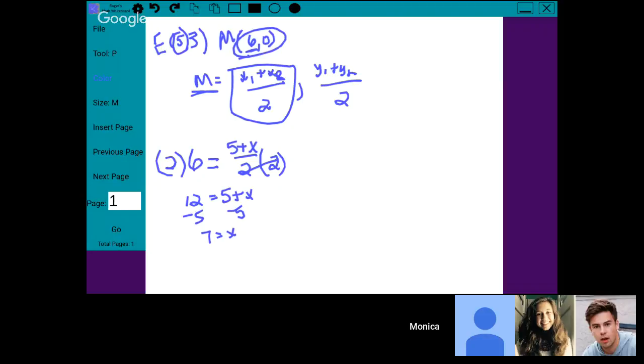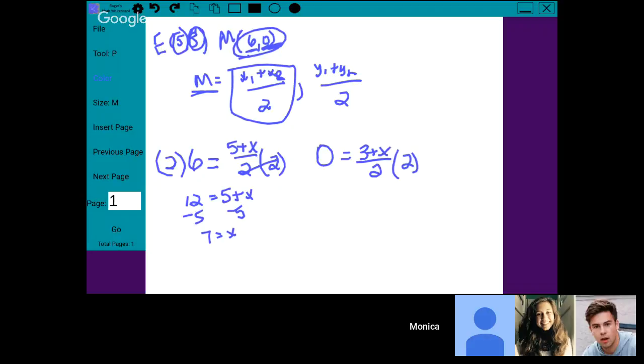Okay. Now for the y, we're going to do the same thing. Our y value is 0. Okay. So 0 equals y1 plus y2 over 2. So our y2 is here at 3. So we're going to say 3 plus x divided by 2.